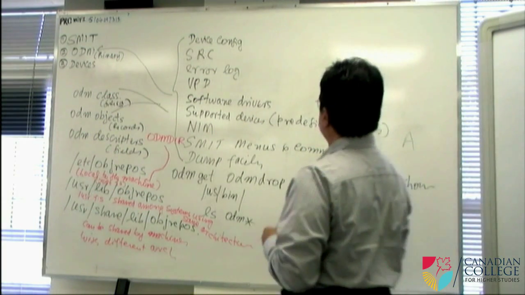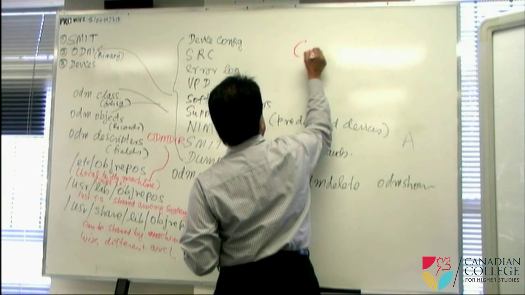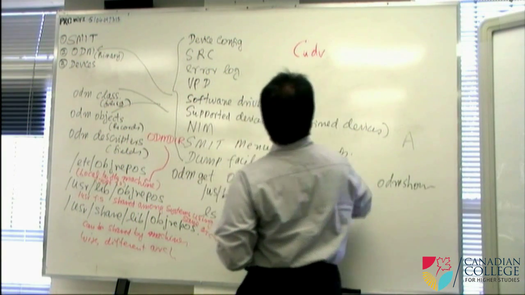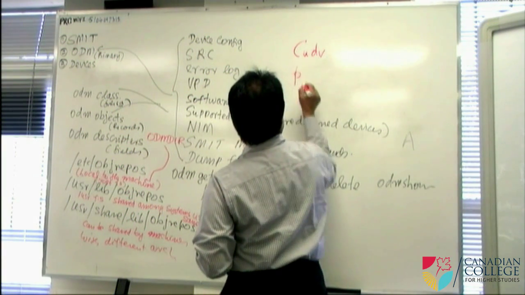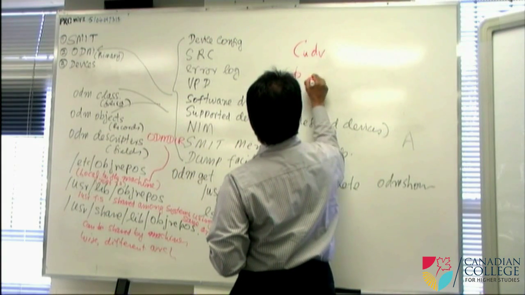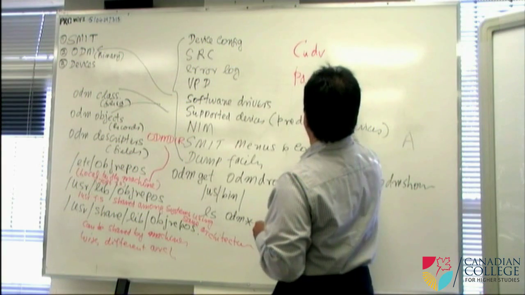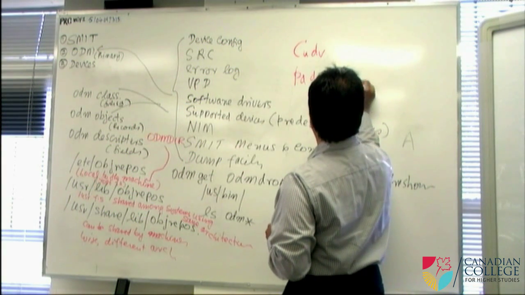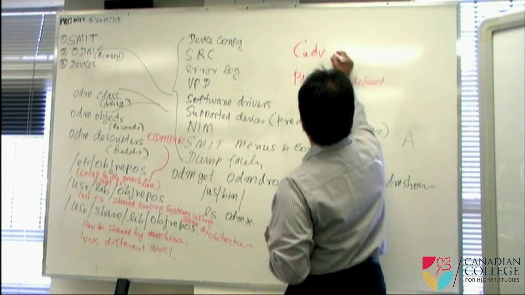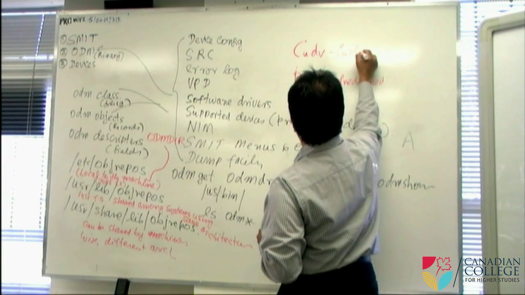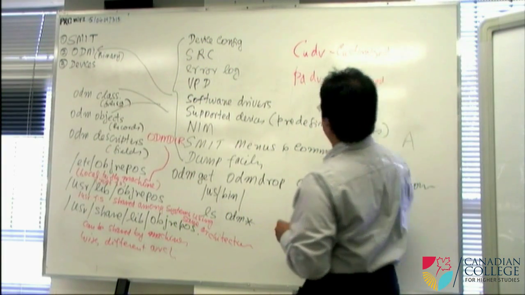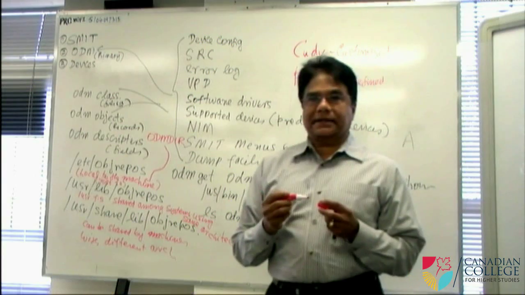We will have customized devices, and we may have predefined devices. This is an example for a predefined device. This is an example for customized. What is the difference between predefined and customized?